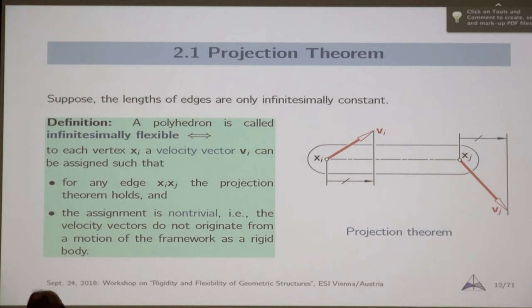We call it infinitesimally flexible if to each point of the framework we can assign a velocity vector which is compatible with the infinitesimal constancy of the length. And geometrically, this means that the projections of this vector on the connecting line have the same length and same direction.